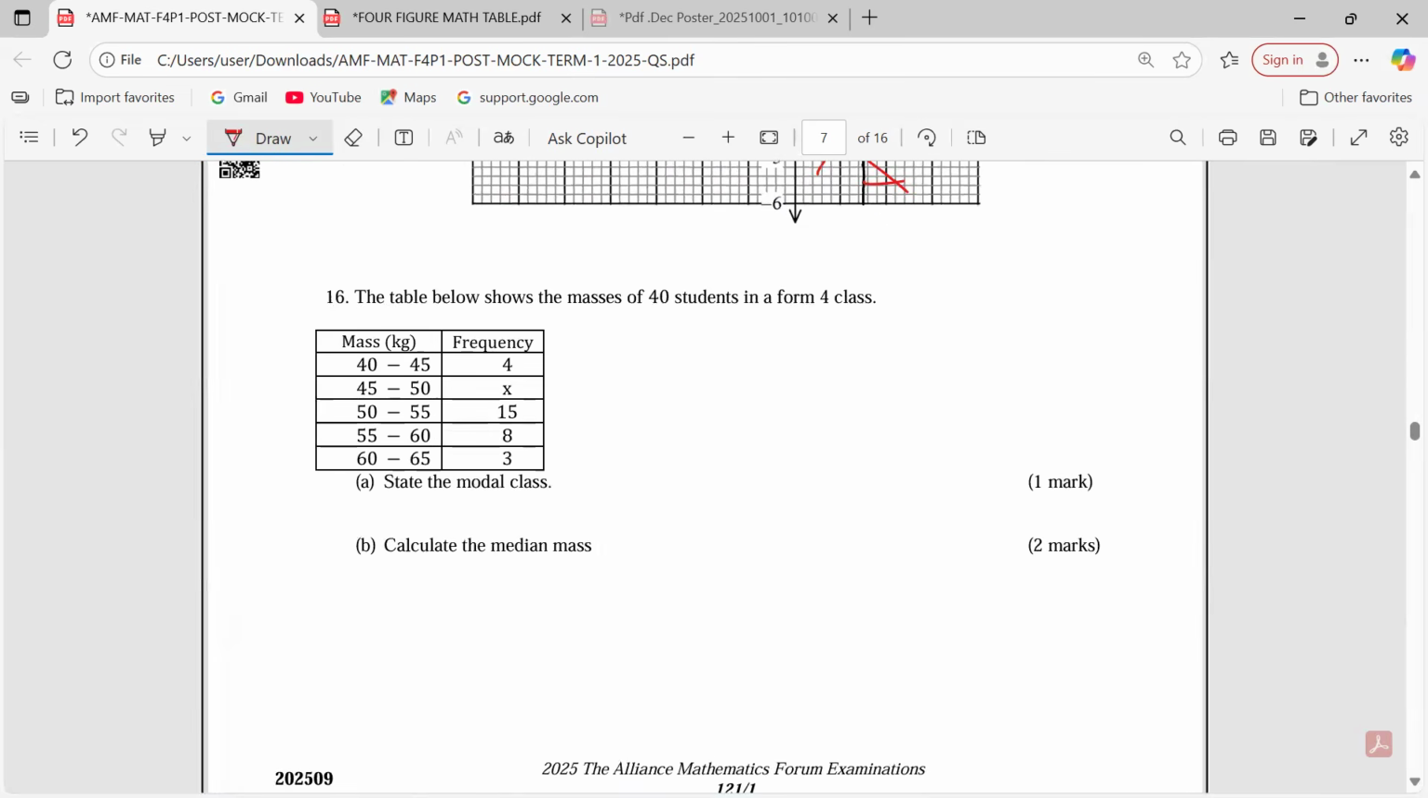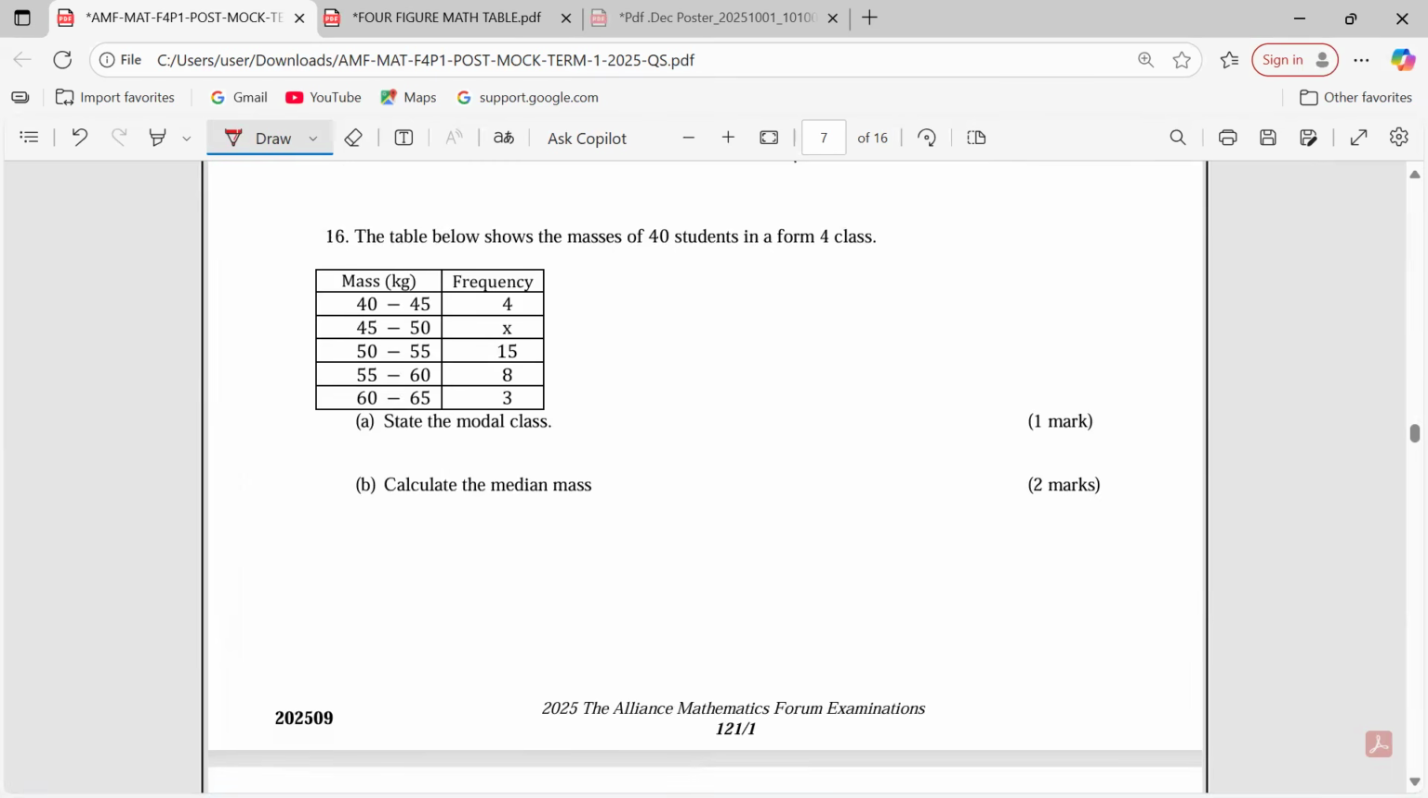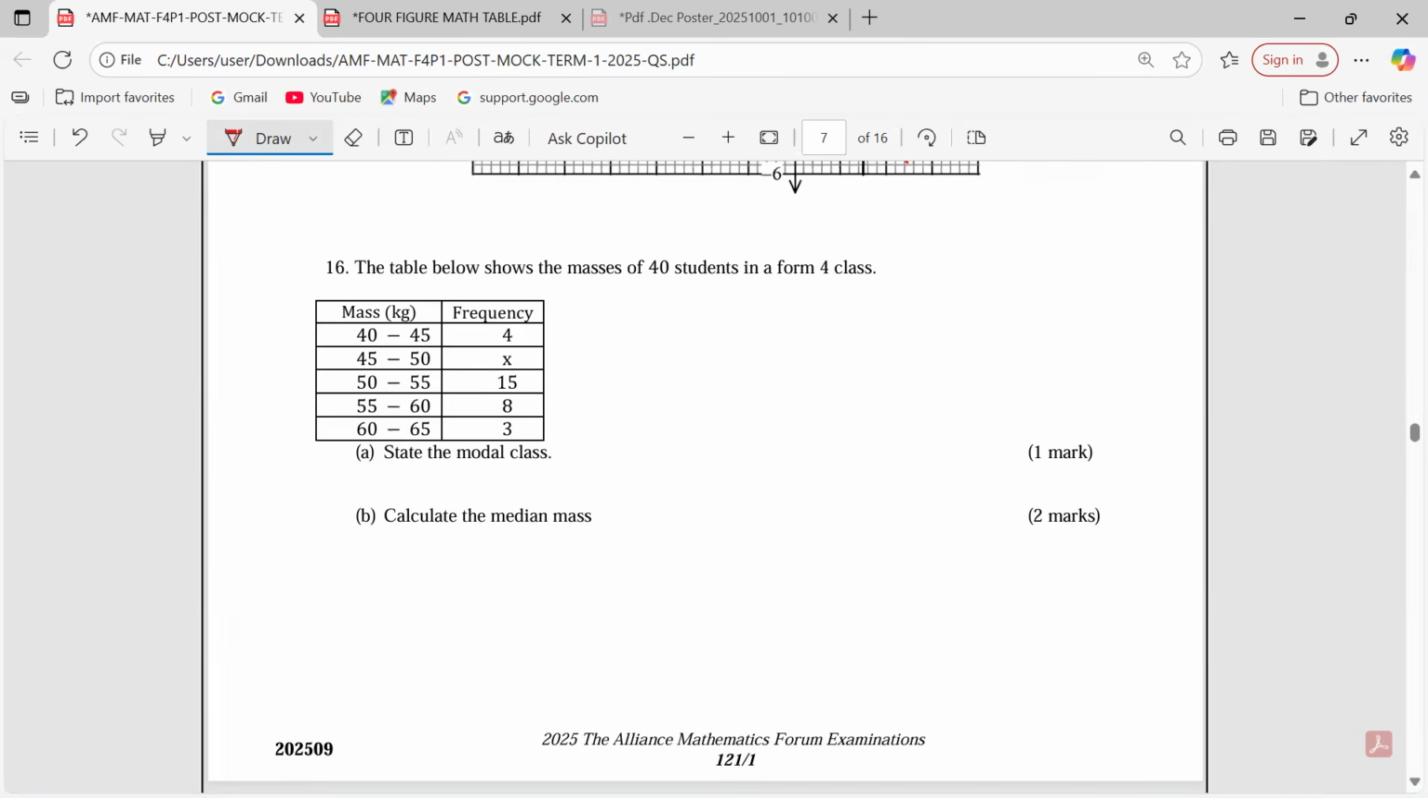Question 16 now, right? The table below shows the masses of 40 students in a Form 4 class. State the modal class, then calculate the median mass. First, let's get the value of x. 4 plus x plus 15 plus 8 plus 3 should give us 40, because the masses are for 40 students. So x equals 40 minus 4, 15, 8, and 3. That's 30. So x is 10.